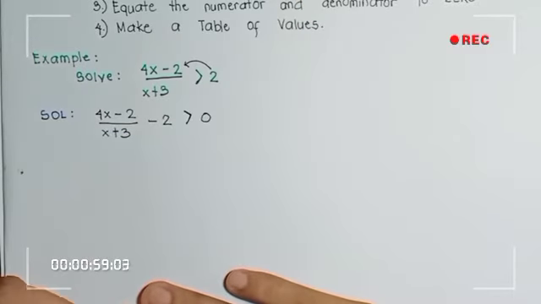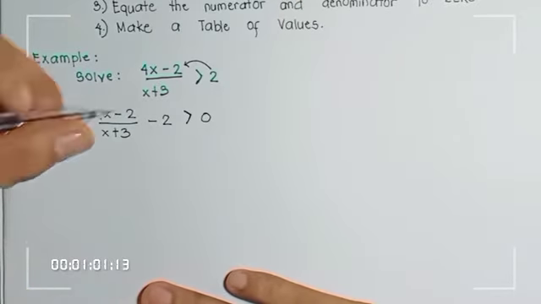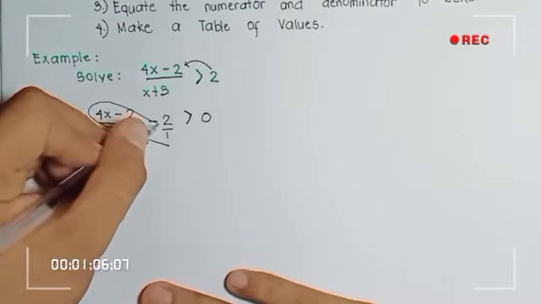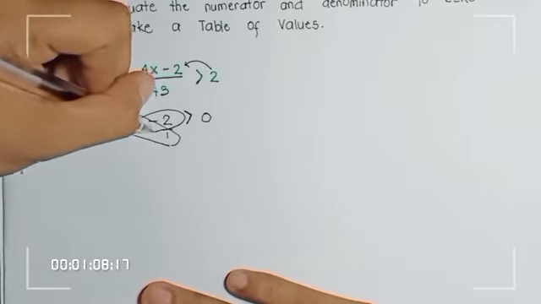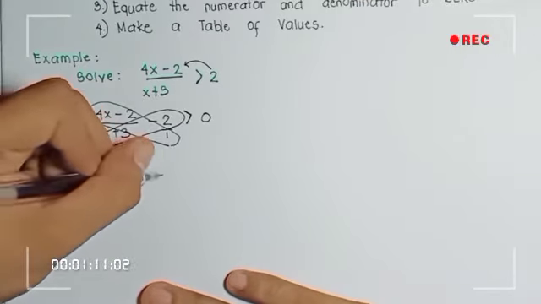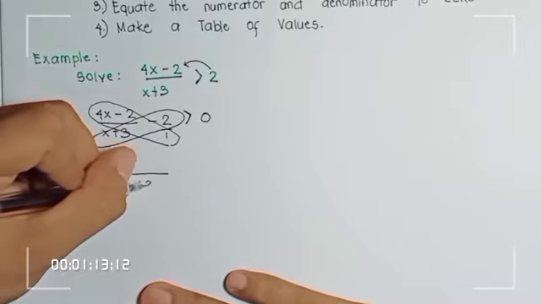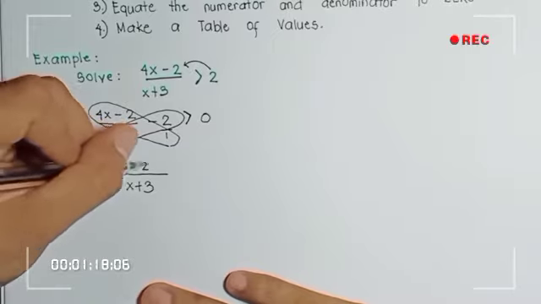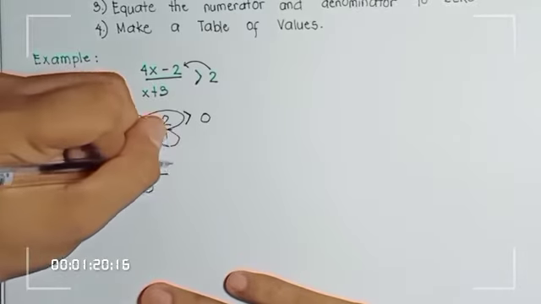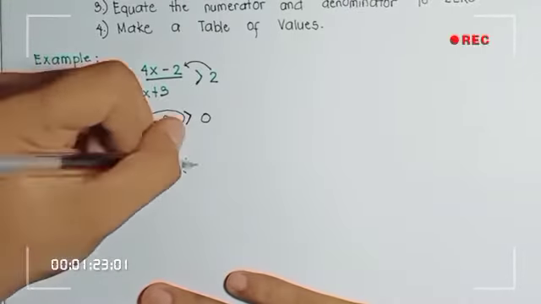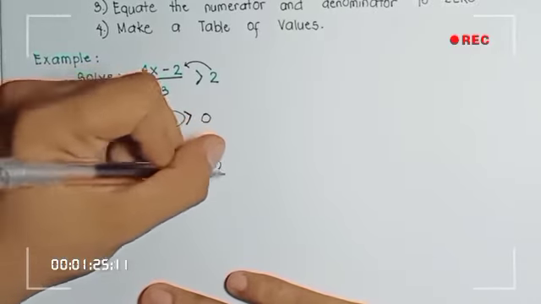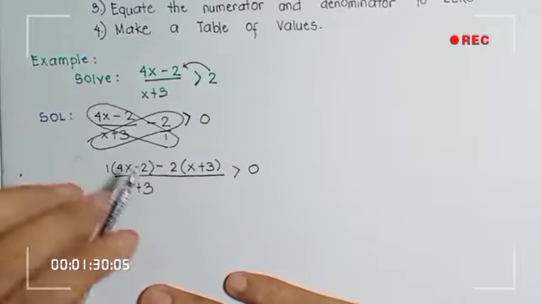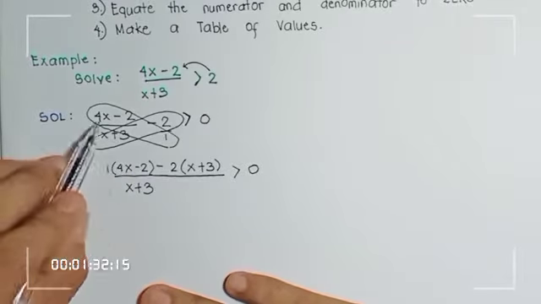Next thing is to make the left side a monomial or a single term only. Therefore, we perform the operation between the two terms. So that is subtraction. I have used the shortcut method, which is the butterfly method. So 1 times the quantity of 4x − 2 minus 2 times the quantity of x + 3. You have learned this technique in your lower years. And then copy greater than 0.